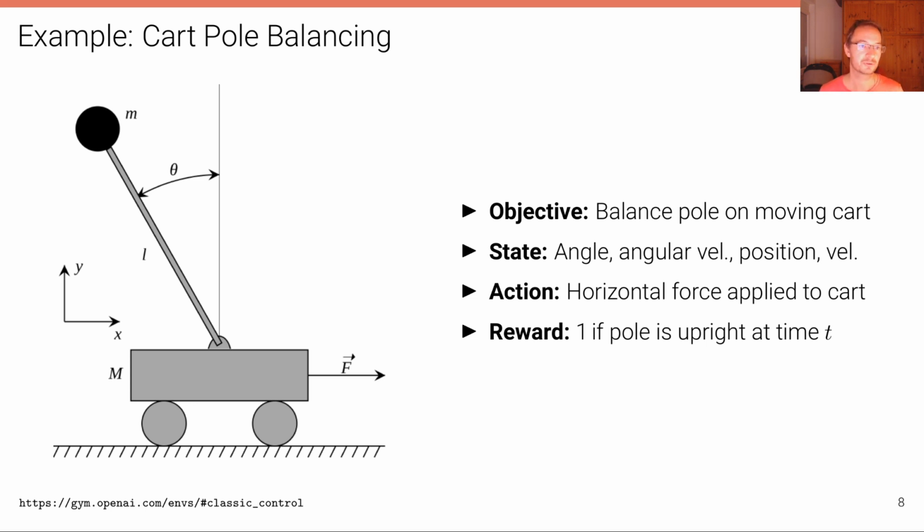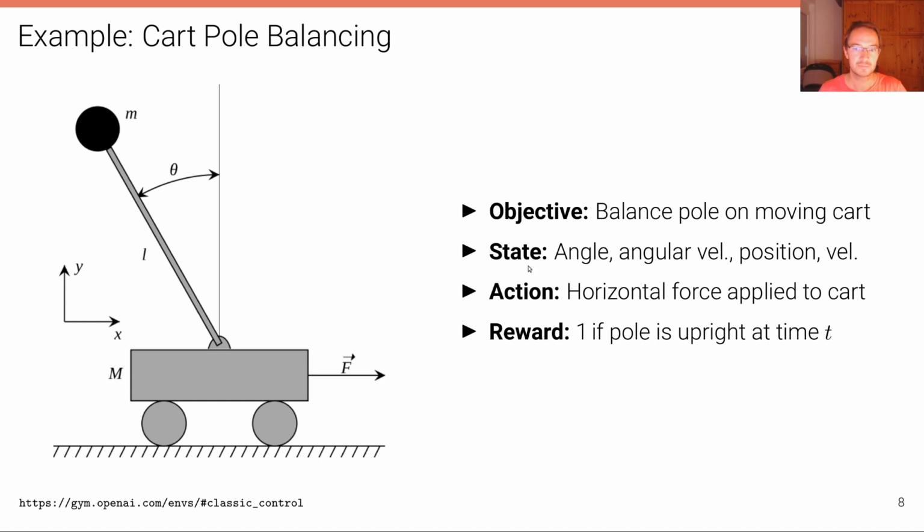Now let's look at some concrete examples to get a better idea of how different reinforcement learning problems might look. One of the simplest is the so-called moving cart-pole balancing problem, where we have a cart here that can move left or right, and we can provide a force to that cart in order to move it to the left or to the right. The objective here is to balance the pole on that moving cart. So we want to have that pole upright. And it might be that in the beginning the pole is actually facing down, so we have to lift it up.